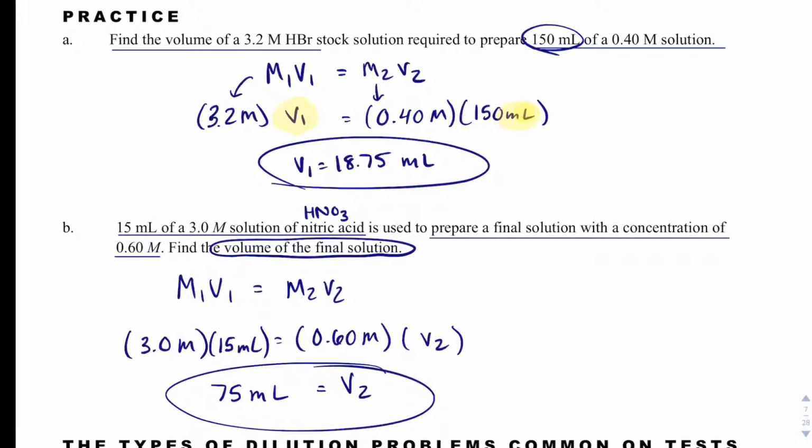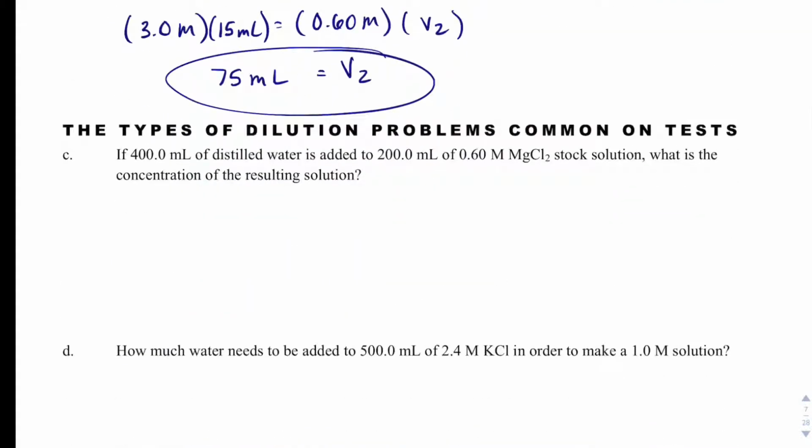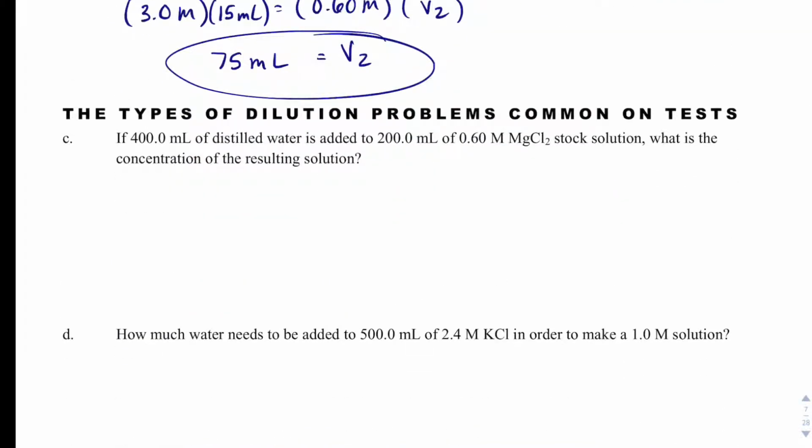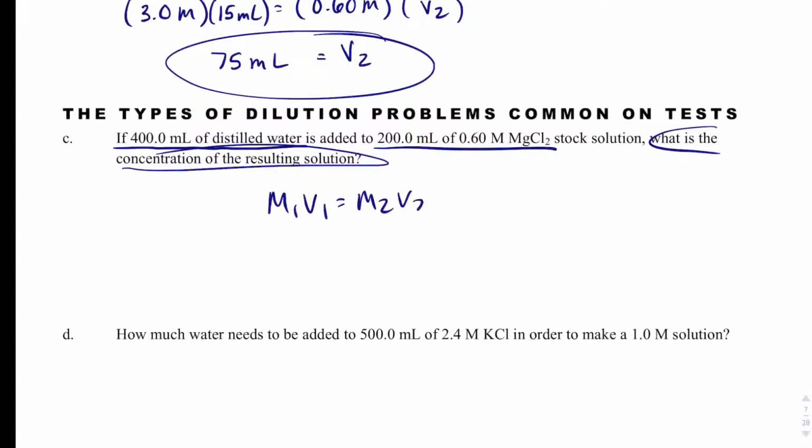Now, problems A and B are pretty straightforward. Problems C and D are the types of dilution problems that you should expect to see on any sort of test or quiz. In C, we're taking 400 milliliters of distilled water and adding it to 200 milliliters of 0.6 molar magnesium chloride stock solution. I want to know what the new concentration is going to be. So what is the concentration of your resulting solution? That's M1V1 equals M2V2. Our stock solution is 0.60 molar, and we're taking 200 milliliters of it. We want to know what the new molarity is.